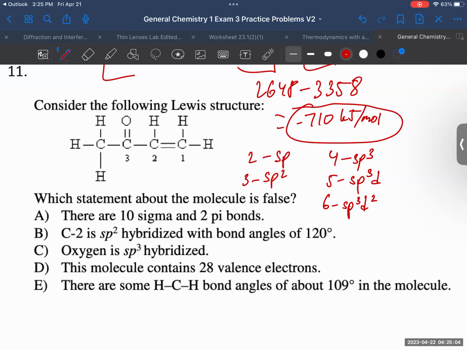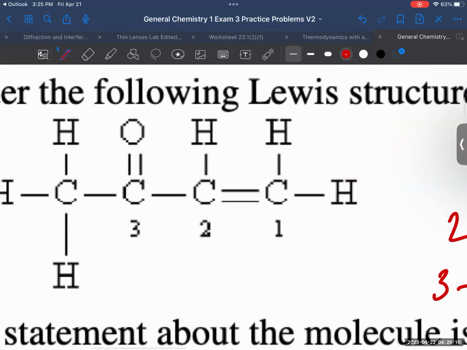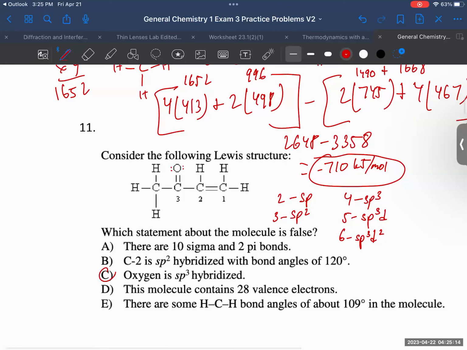So the answer is C then. Oxygen definitely is not sp3 hybridized. It would be sp2 hybridized. So that is the false statement.